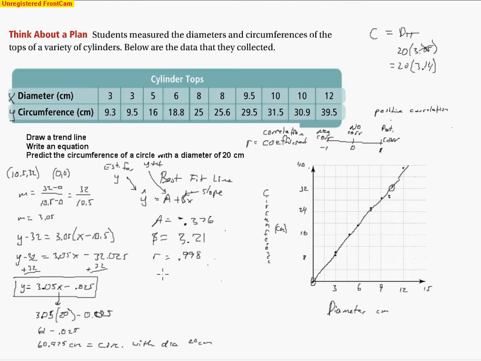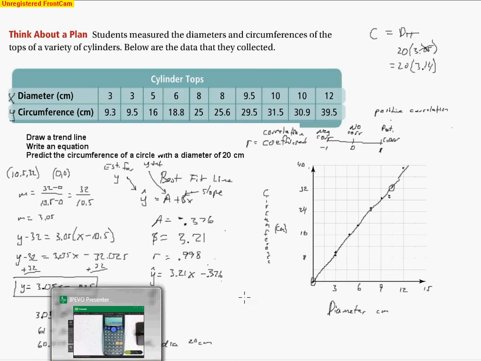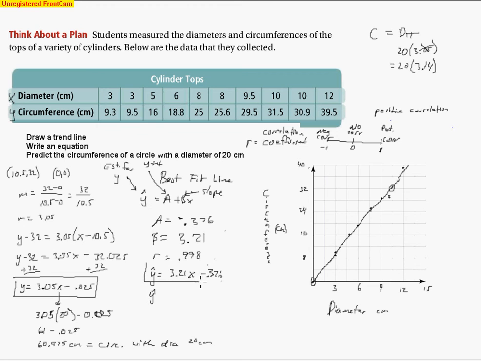And so from there, we're going to go ahead and do a y-hat. So far what we've got is our equation: 3.21x minus 0.376. Let's go ahead and check out the y-hat. We're going to use a value of 20 and see how close we are. Last time we ended up getting 60.975 for our trend line. Let's see what the calculator gets for best fit line. Now this is the best fit line. This is the one that represents the data the best. So again, all our answers should be fairly close to that.